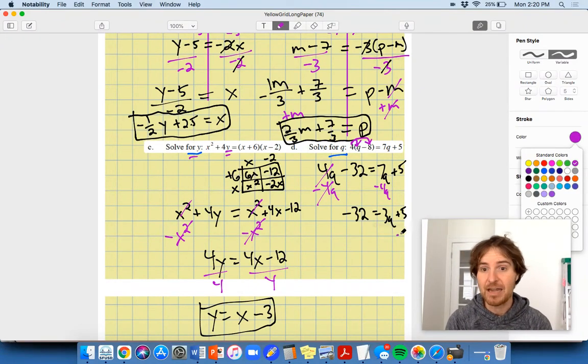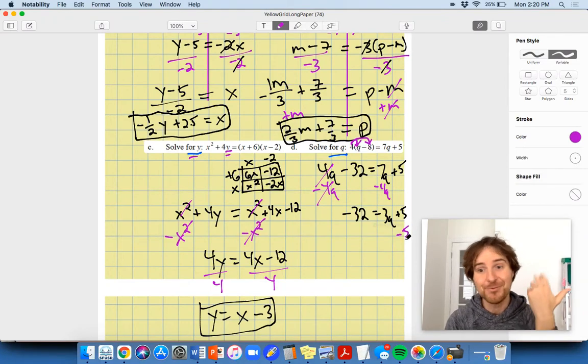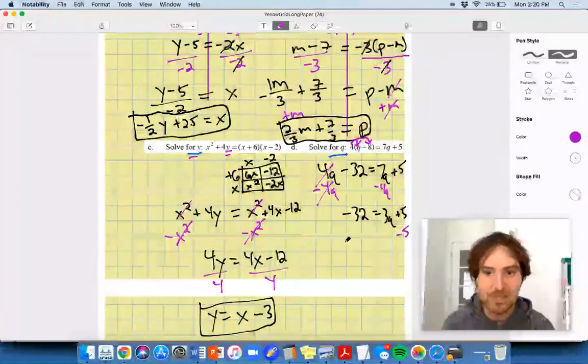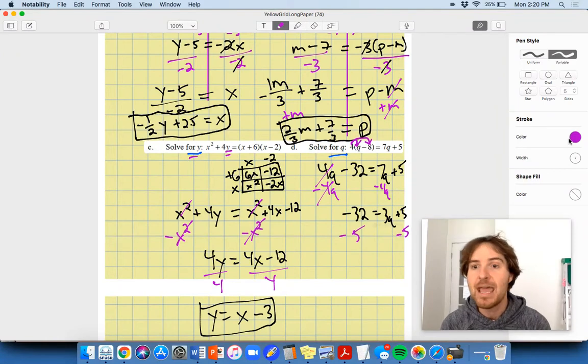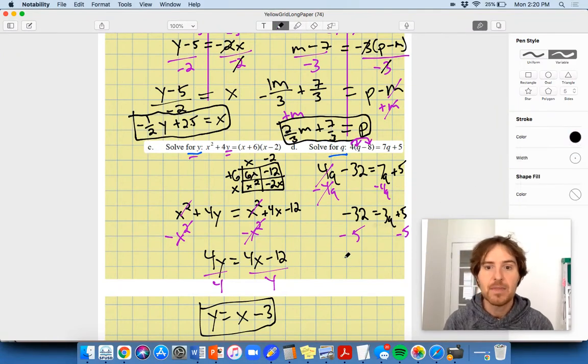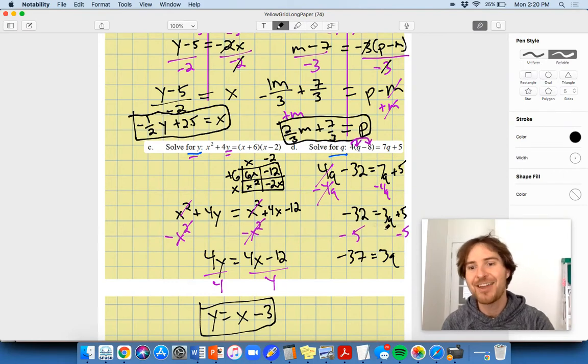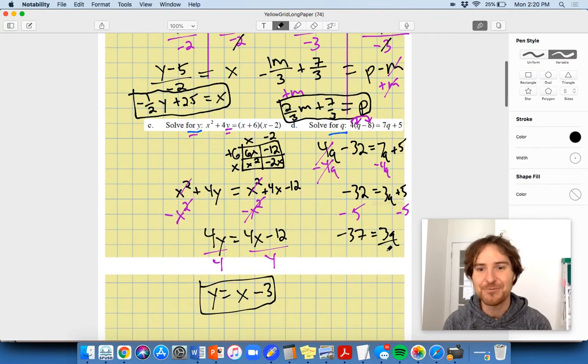And that's easier. Adding 5, what gets rid of adding 5? Well, subtracting 5, doing the opposite, okay? Subtract 5 here, and what I get is negative 37 is equal to 3q. And finally, last but certainly not least, I divide by 3. Divide by 3. Okay, negative 37 divided by 3.